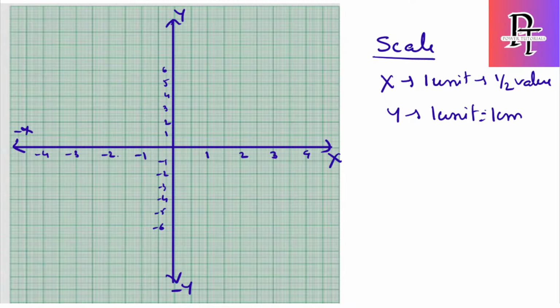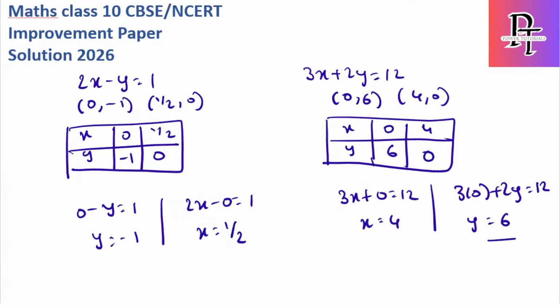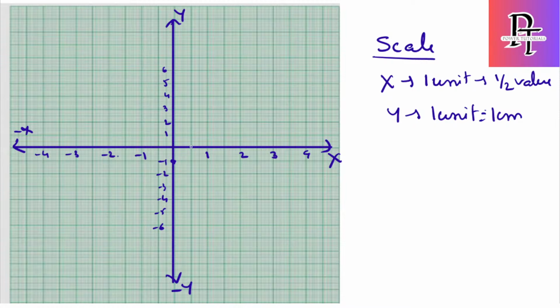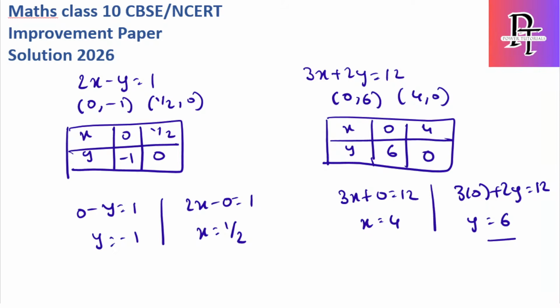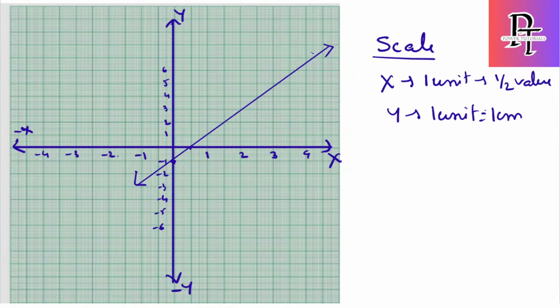So let me plot the first one. You get x is 0, y is minus 1, which will be this point. The second point is x is 1 by 2 and y is 0. X 1 by 2 will be here and y is 0. So this way I'll draw the first line. Make sure to use a scale and pencil. So we should get the first line something like this. So the first line is 2x minus y is equal to 1.